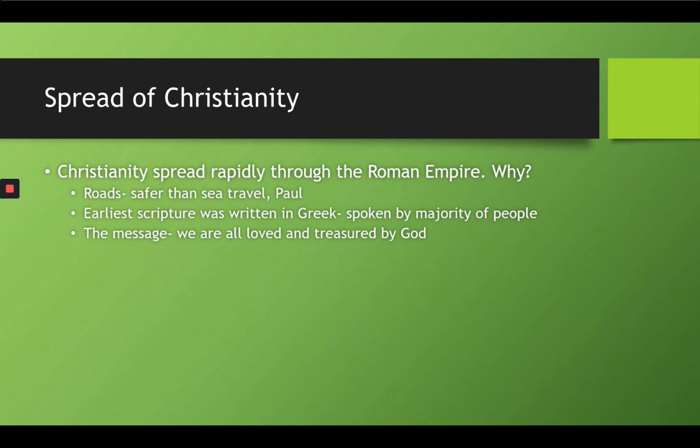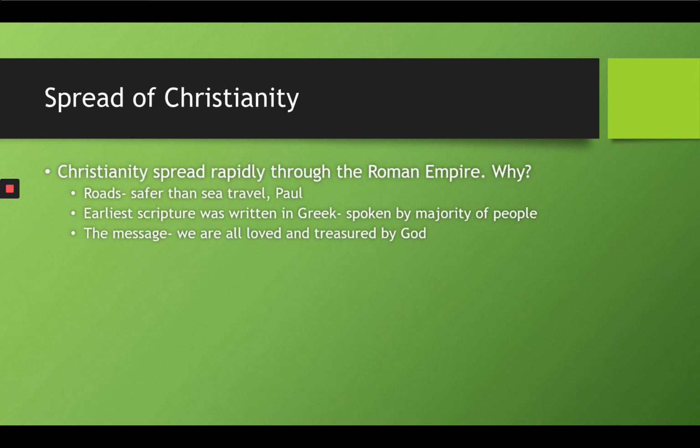It was much safer than sea travel. Sea travel caused a lot of issues because you could come across storms, you could come across pirates, it just took longer. Whereas roads allowed you to travel from town to town relatively quickly and easily, at least for the time. Okay, and we see that a lot with Paul. When you look at the maps in your Bibles, if you look at a map of Paul's travels, he travels all over the Roman Empire. And he's able to do that because of the safety of the roads. Another reason it was able to spread, a lot of the earliest scriptures are written in Greek.